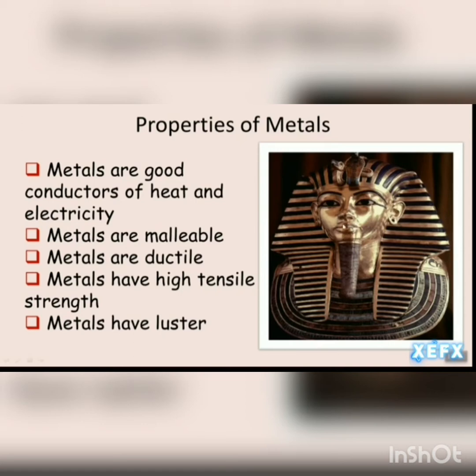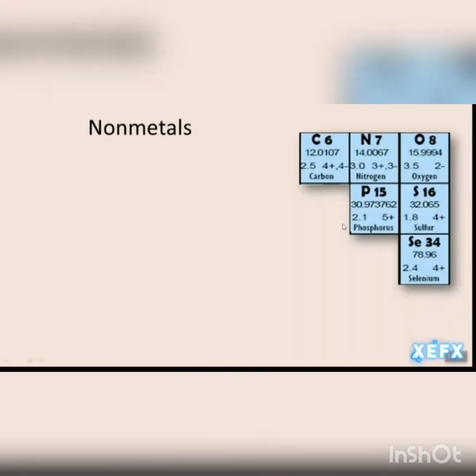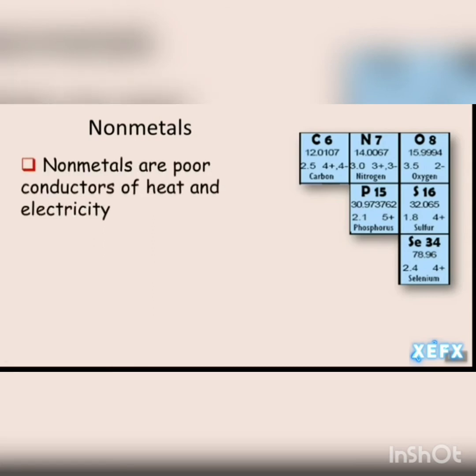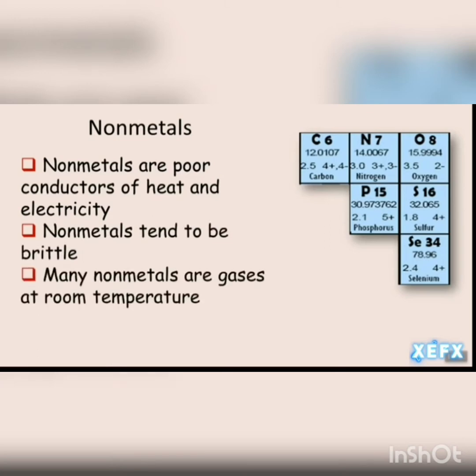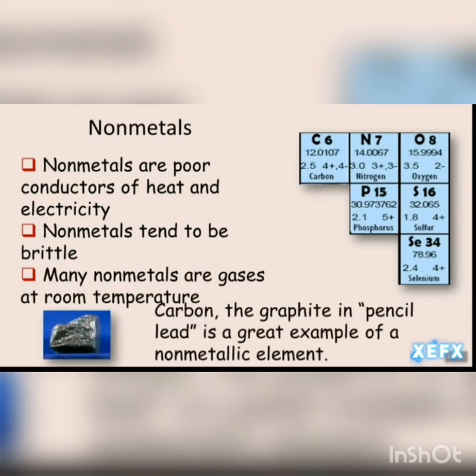Now see this figure. This is an example of metals. And now we will study these non-metals. We see non-metals like carbon, nitrogen, oxygen, phosphorus, sulfur, and selenium. Non-metals are very poor conductors of heat and electricity, and non-metals tend to be brittle.